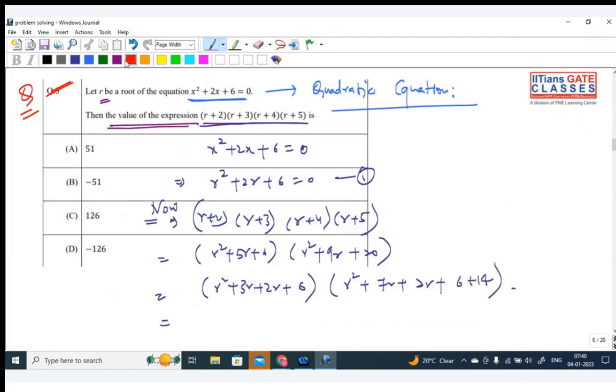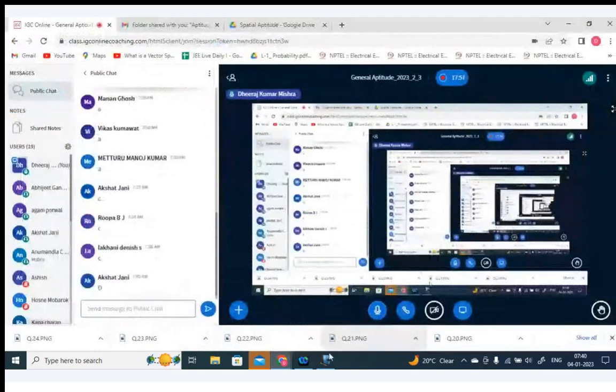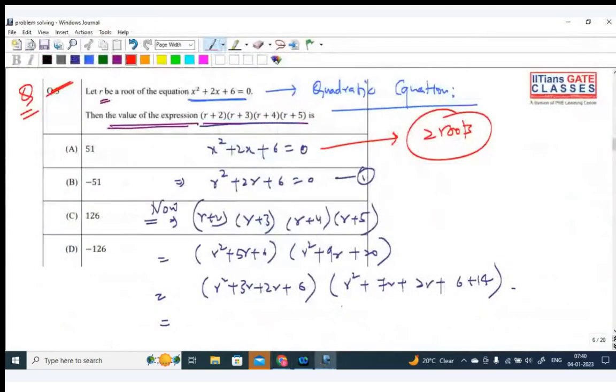Okay, you don't have to in fact find the roots, because this will give you two roots. Okay, understood. So what answer are you guys getting? Option D.